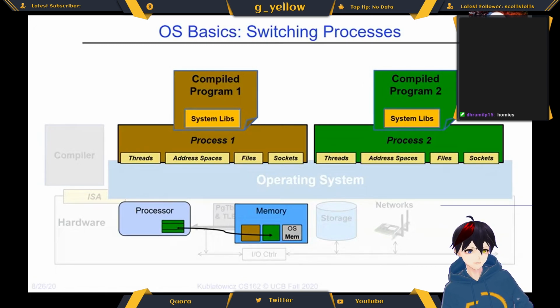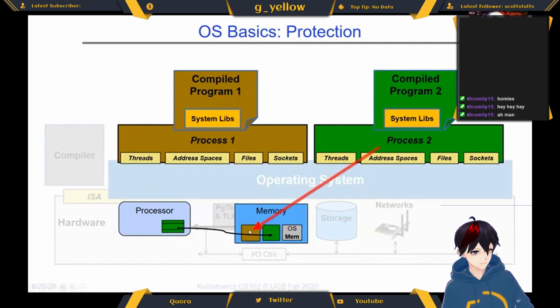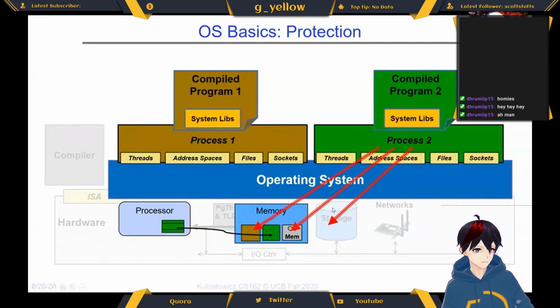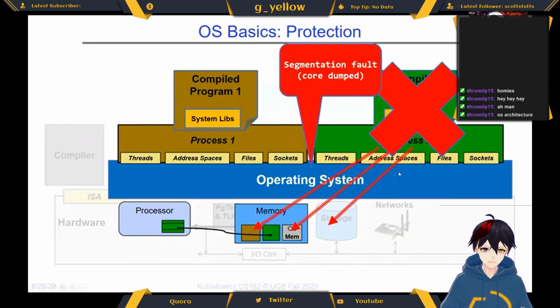Segmentation fault. Okay, so let's talk briefly about protection. So here we have brown and green, but I said they were protected from each other. So what happens if process 2 reaches up and tries to access brown's memory, or tries to access the operating system, or tries to access storage which is owned by some other user? What happens is protection kicks in, the operating system, and voila, we basically give that process the boot, and typically cause a segmentation fault, dump core.